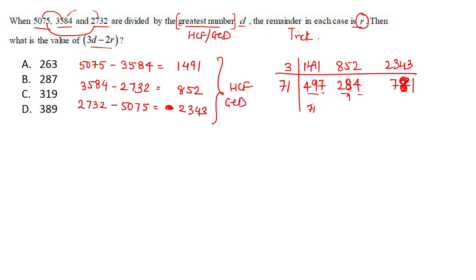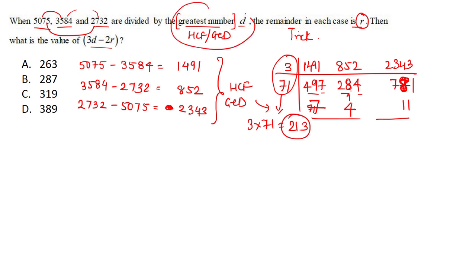So we can have 71 into 7s are 497, 71 into 4s are 284 and 71 into 11s are 781. So there is nothing else common between these three numbers. So the HCF comes out to be 3 into 71, that comes out to be 3 1s are 3, 3 7s are 21. 213 is the greatest number D.